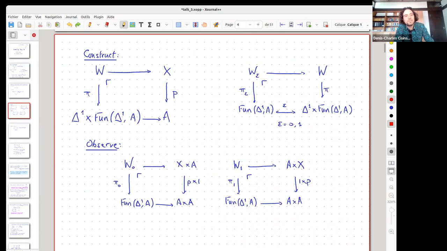The idea is that from our fibration P, we have the evaluation map from Delta one times the category of arrows of A to A, which is here. Therefore we can pull it back and get a new fibration pi. Then this new fibration pi, I can pull back further, taking the two endpoints of our interval, and get W0 and W1. You can observe that this new fibration can be obtained by direct pullback. So W0 is obtained by this pullback, and W1 from this pullback.